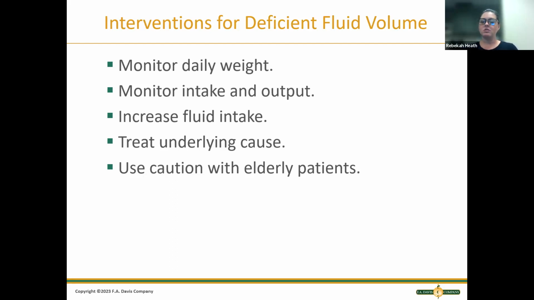We also want to use caution with elderly patients. I talked earlier about homeostasis, and our bodies kind of have this balance that we maintain. As we're younger, we can manage greater shifts in that balance with fluid or electrolytes. As patients get older, their bodies don't tolerate as much of a balance. And they're at more risk of having symptoms and complications from fluid volume deficit or excess.